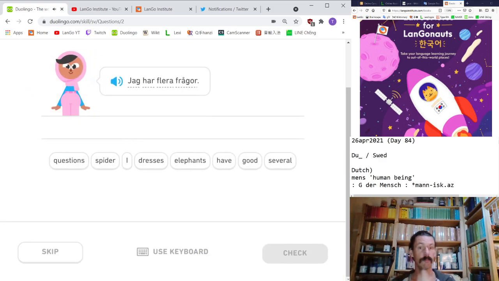Jag har flera frågor. Flera is, I think, related to file. Why does wherefore mean why? Still have what for? For what? What did where have to do with it?